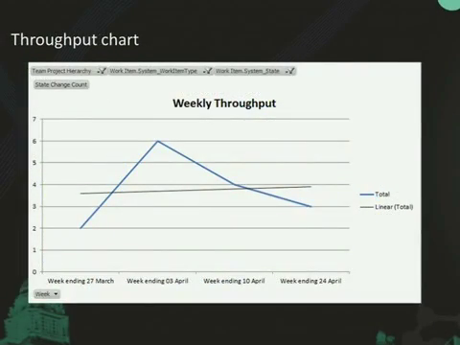Another useful diagram is just throughput. So this is weekly. So every week, how many items have we got to go to deployed state? And again, we can put a sort of trend line in there to see if we're getting faster, getting slower on average, that sort of thing. At a weekly level, it's quite high level.